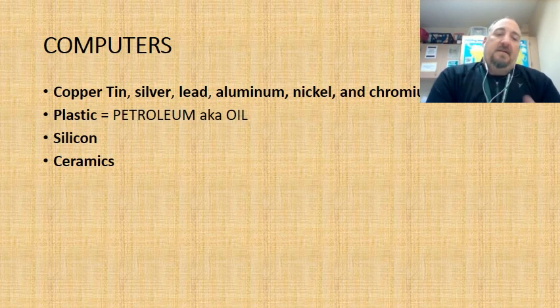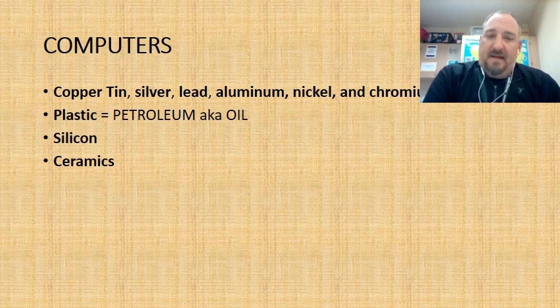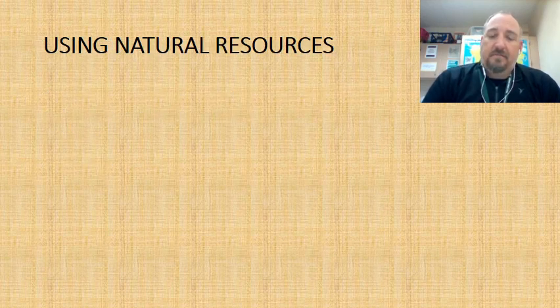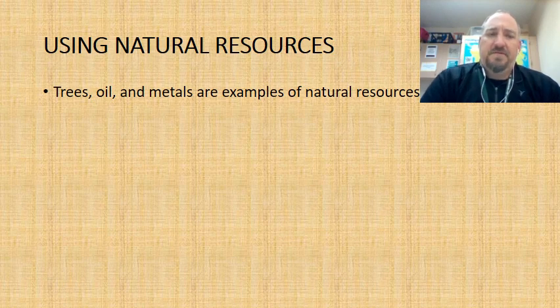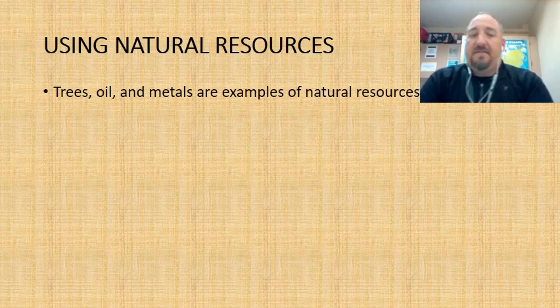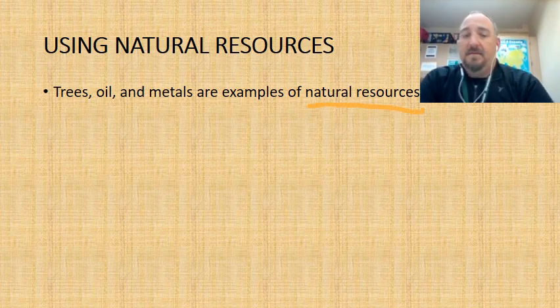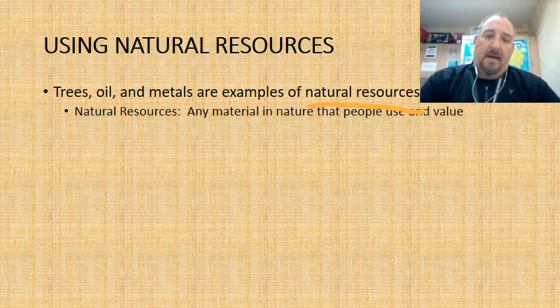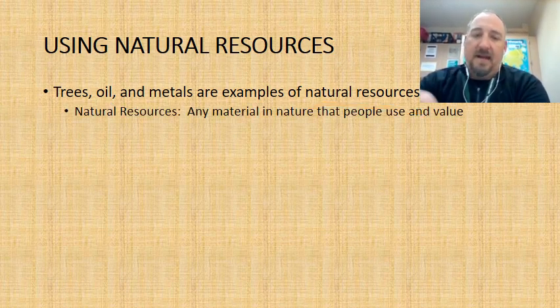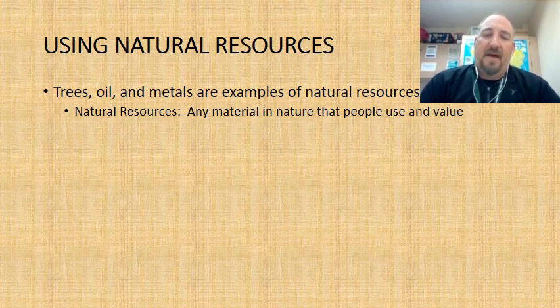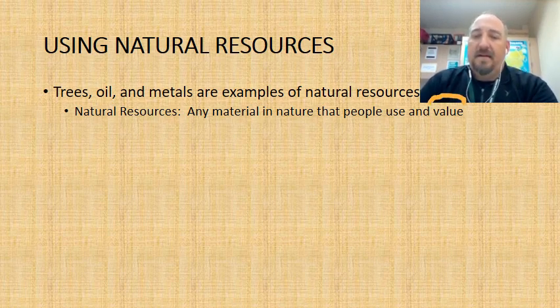Computers have copper, tin, lead, aluminum, nickel, and chromium. They have plastic, and we know that plastic comes from petroleum or oil, silicone, and ceramics that go into the computers. Using natural resources. Trees, oil, and metals are all examples of natural resources. And a natural resource is any material in nature that people use and value. Understand that there has to be value to it. Okay?